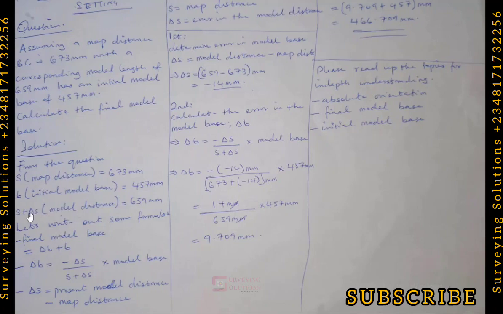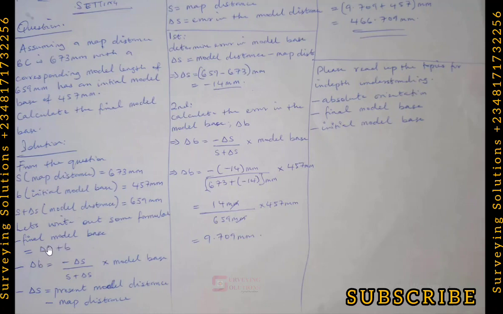Now the relationship is that S plus change in S, which represents your model distance, is 659 as given in the question. 659 what? Millimeters, right? Good. That's the model length. So the model length is what? 659. So now let's write out the formula we are going to use. The first formula is for the final answer, which is the final model base. So that is change in B plus B.